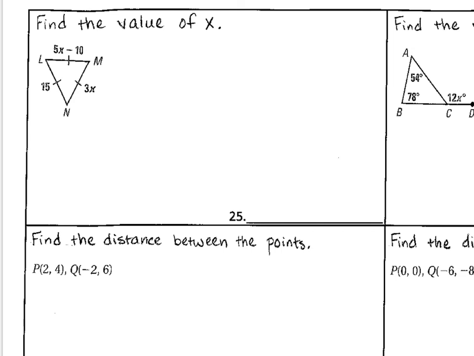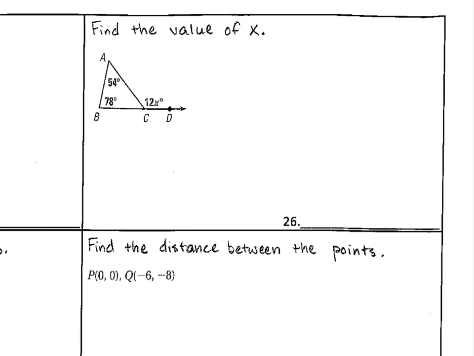Okay, and number 25, if you wanted to find the value of x in here, there's a couple different ways you could do it, but since all three sides are the same and equal, just set two of them up equal to each other and solve for x. I'd maybe set these two up equal to each other and solve for x if it were me, but that's just me.